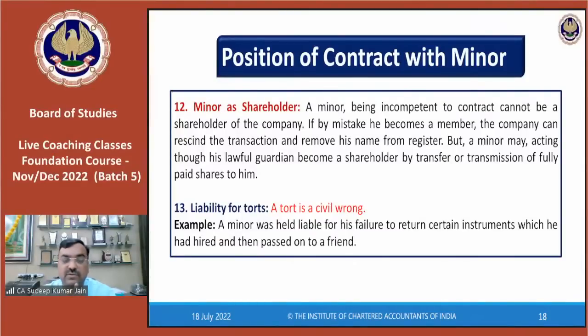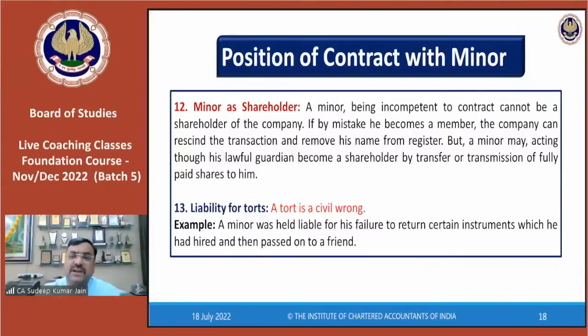Liability for torts in civil wrongs. Please see the example. A minor was held liable for his failure to return certain instruments which he had hired and then passed on to friend. What is the case? A minor has hired some instrument and before returning to the original owner, he passed on to friend. Now minor is liable to take back the instruments from his friend and give back to the original owner.